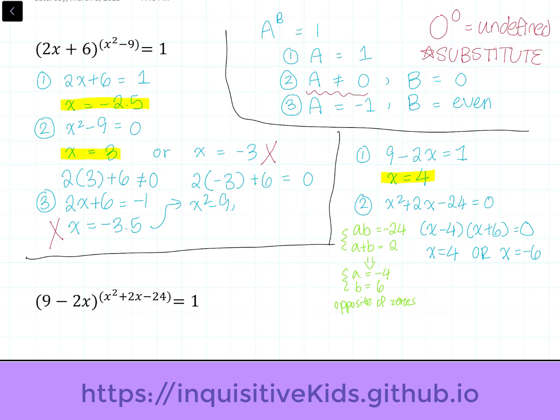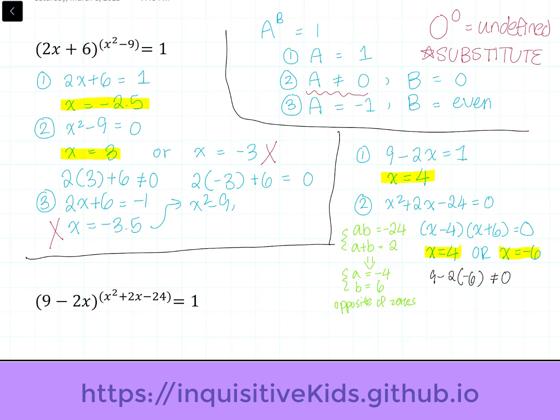Let's test out both. We already know that x is equal to 4 is a solution. So that is definitely a solution. And if x is equal to negative 6, does that fit the second part of the criteria, that the base is not equal to 0? Well, by substituting x is equal to negative 6 back into the base, which is 9 minus 2x, 9 minus 2 times negative 6 indeed does not equal 0, which means that x is equal to negative 6 is also a valid solution.